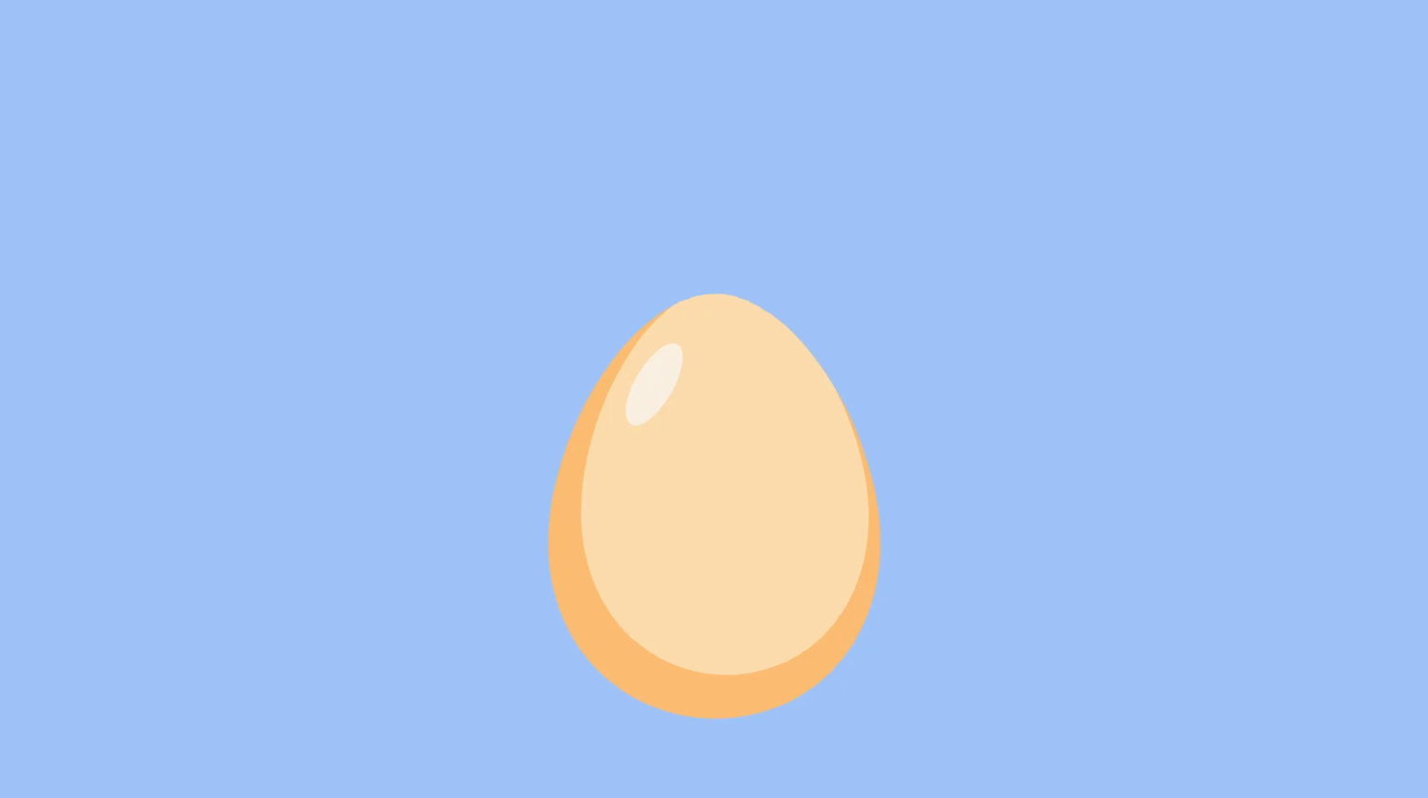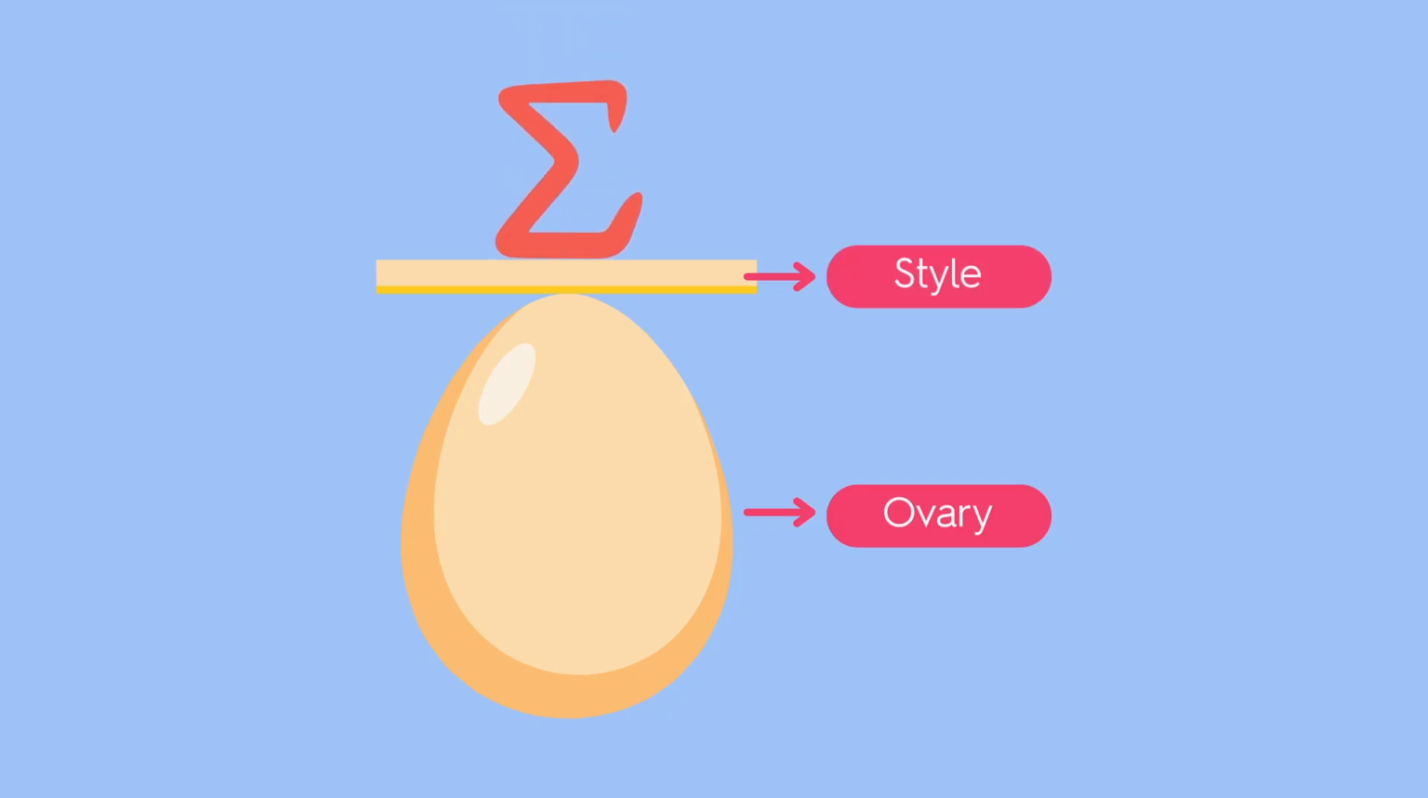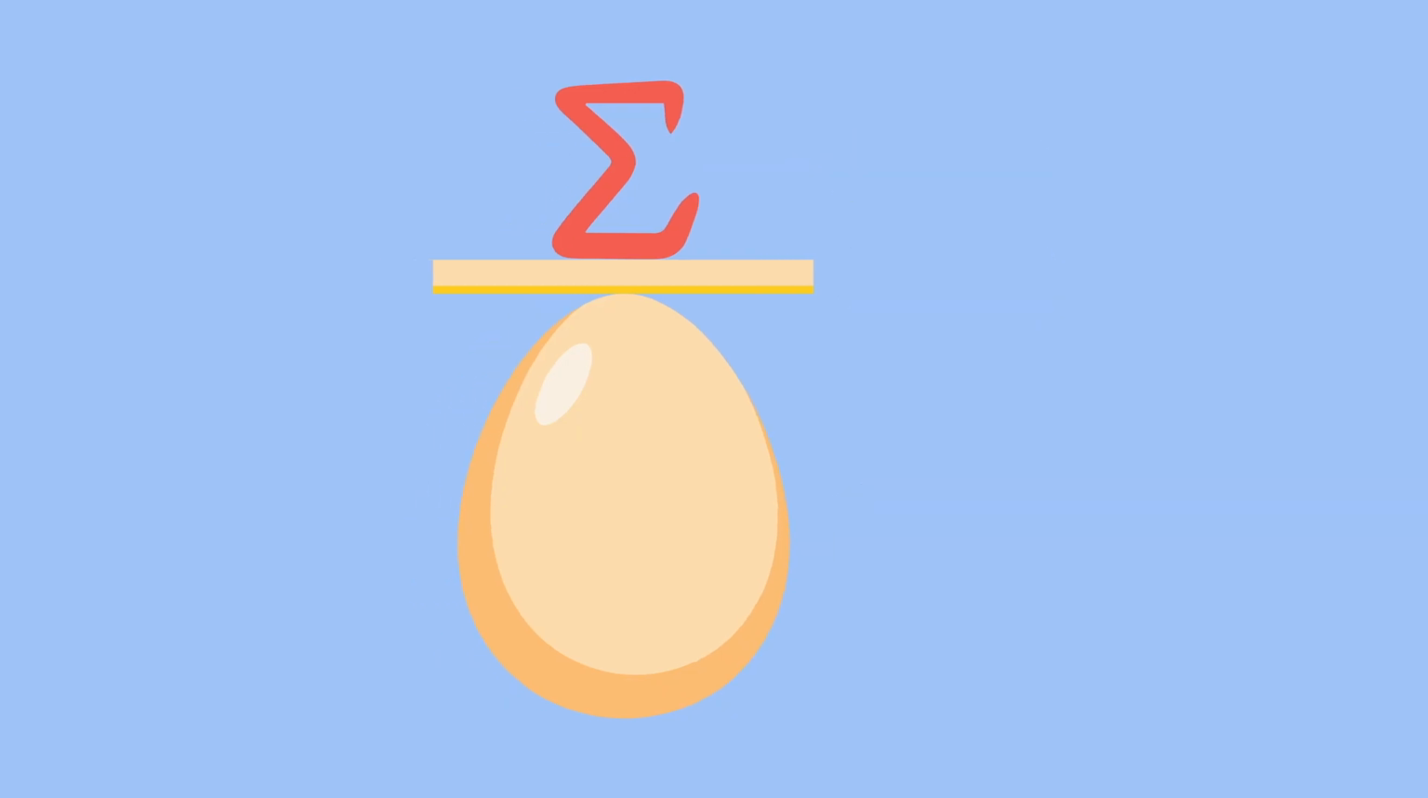For the carpel, picture an egg at the bottom. That reminds you of the ovary. Now stack the rest on top. On top of the egg is a tile. Tile rhymes with style, so that helps you place the style in the middle. And on top is a sigma symbol, which reminds you of stigma at the top.